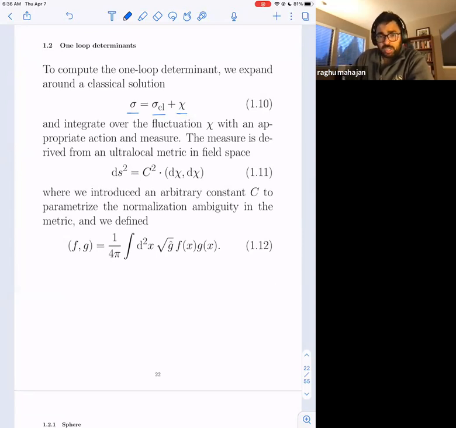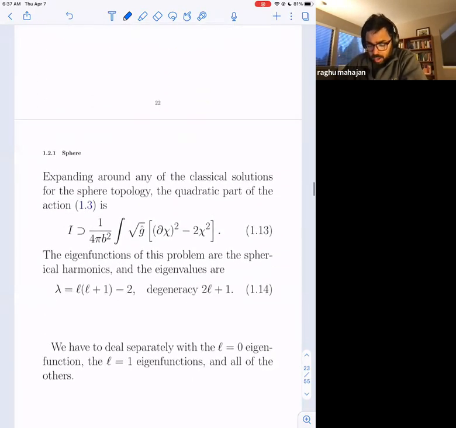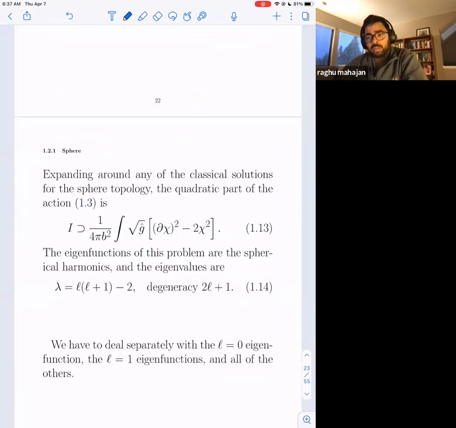First, we need to define a measure on the chi space, and we do that by defining a metric on the chi space. There is this arbitrary constant capital C that enters there. That's just a metric, and this parentheses is an inner product, which is defined by taking the two functions and integrating them on the reference metric sphere. Now here is the point. When you take the Liouville action and expand to quadratic order in chi, you find this partial chi square minus 2 chi square. That's what you find.